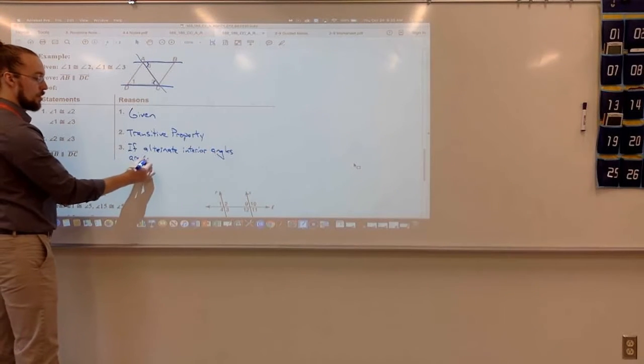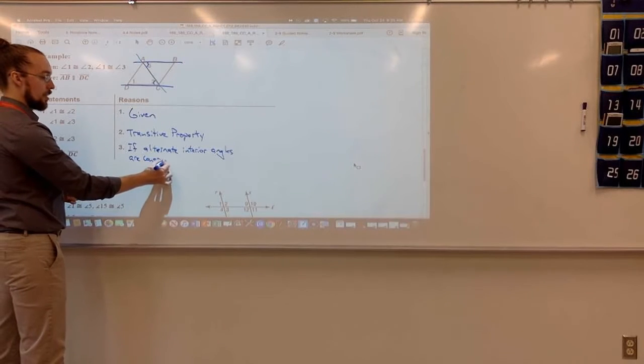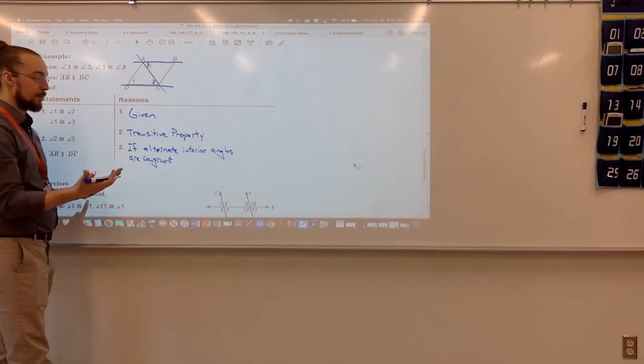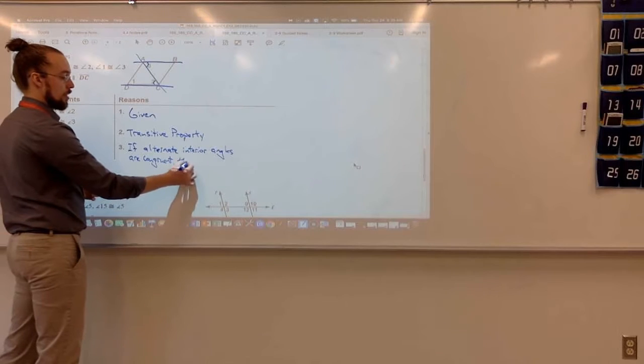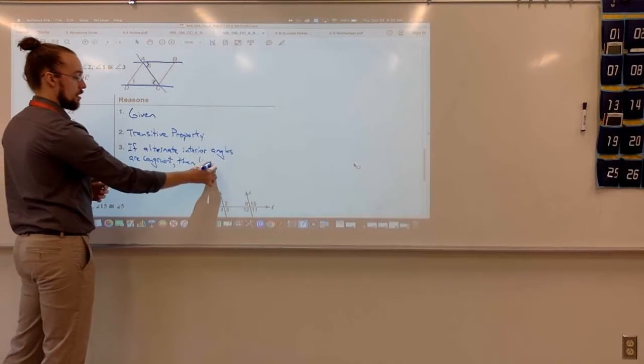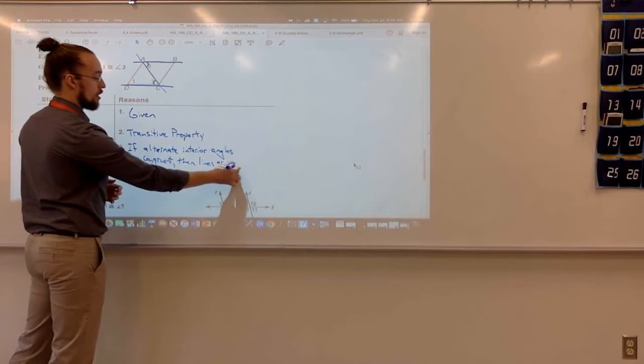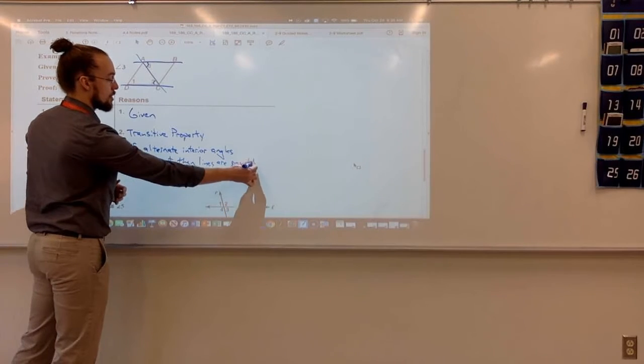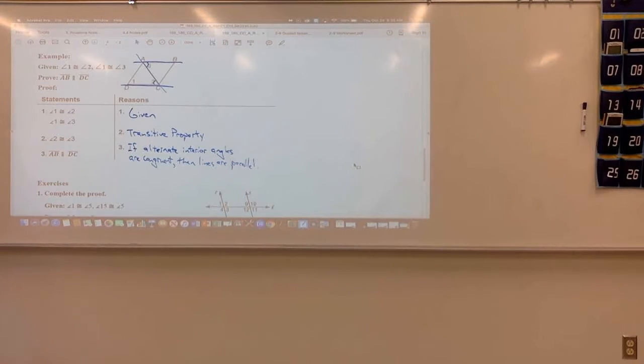So we're going to write that whole thing out. If alternate interior angles are congruent, then lines are parallel. Okay, that's our reason. That's our justification.